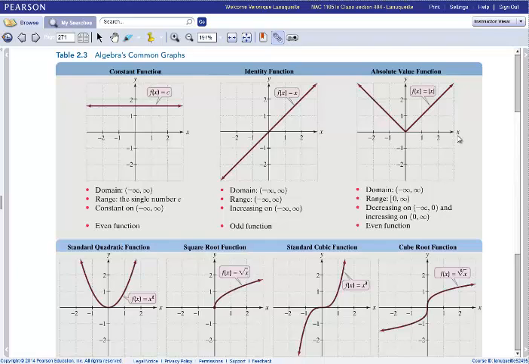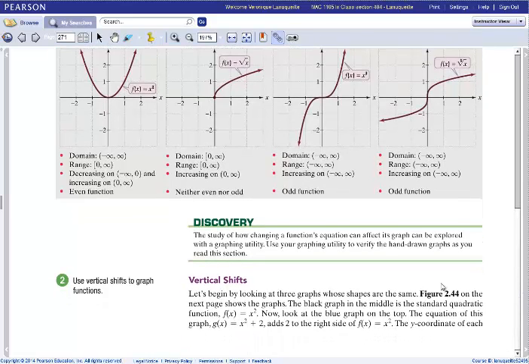Those type of transformations, also stretching the graph or shrinking it, either vertically, which we will concentrate on more than anything, or also horizontally. So now if you take a look at the first transformation that we are going to take a look at, it's called vertical shifts at the bottom of page 271. And they're telling us over here that we're going to look at three graphs whose shapes are the same, and they are looking at the function f of x is x squared, g of x is x squared plus 2, and then they're looking also at one more function on the next page over here, which is h of x.